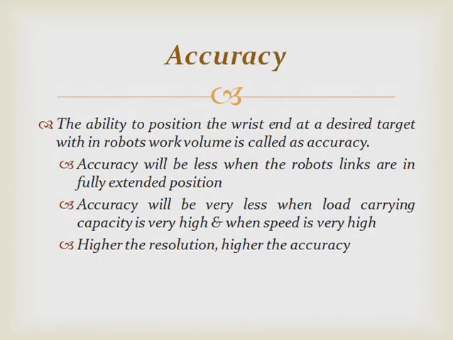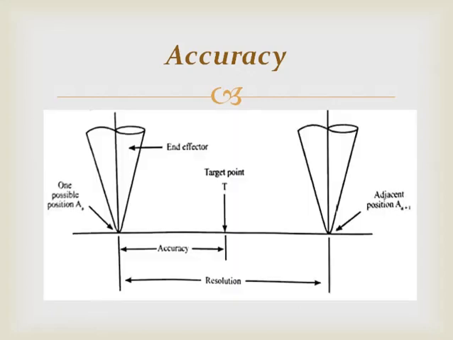Now I will discuss the second parameter, that is accuracy. We can define it as the ability to position the wrist end at a desired target within a robot's work volume. You can see this indication as well as the representation over here, where we have two end effector positions. Whatever the distance between the two is considered the resolution, and you need to fix the target point in between. The distance from one end effector to the target point is represented as the accuracy.